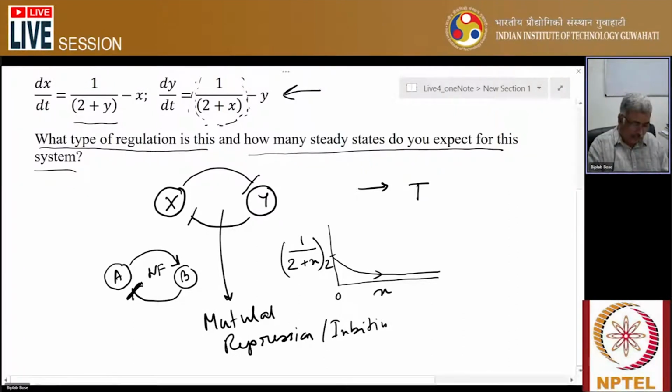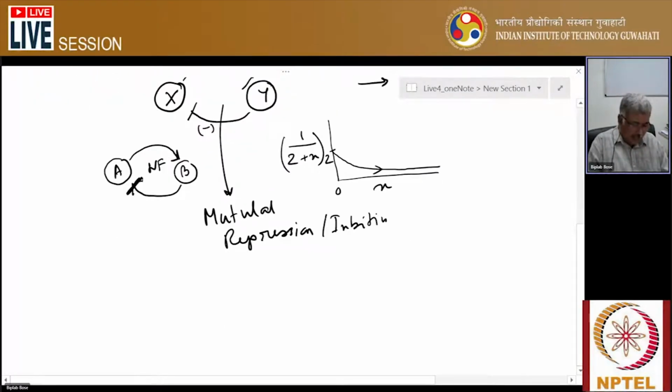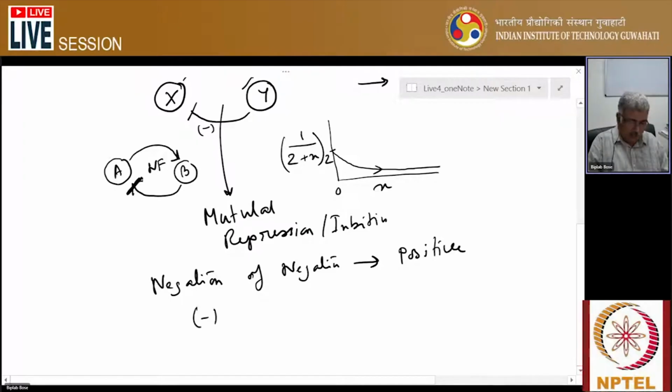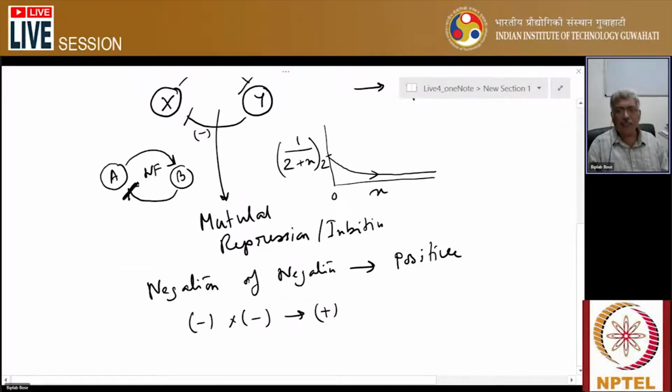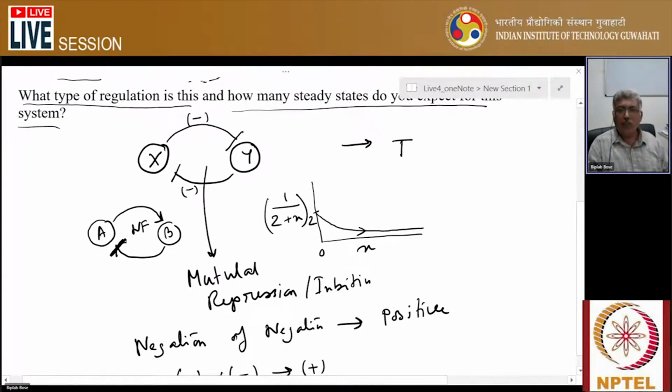Why? Because this is negative and this is negative. Negation of negation is positive, assertive, right? So if I have minus into minus, I will get plus. So what is happening in this case? x is telling y, do not do. y is saying to x, you do not say it. So then as a whole, y is getting the option to work, right? So negation of negation, a positive thing. So this is a mutual repression. Hope it is clear. So you have to be careful.